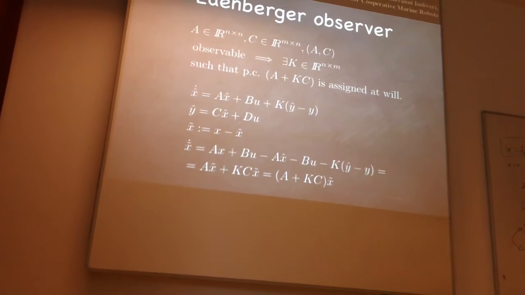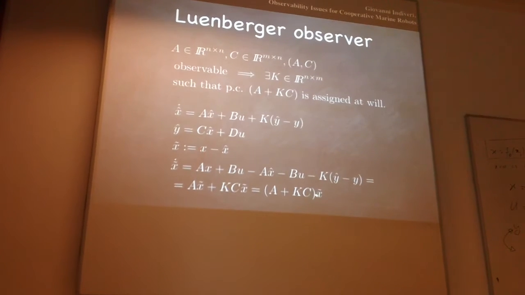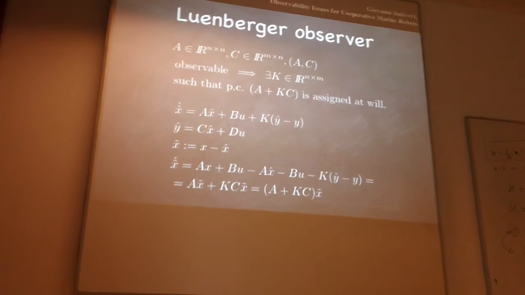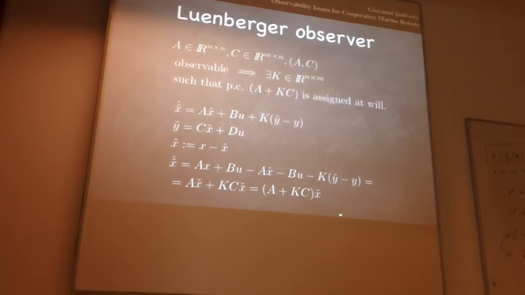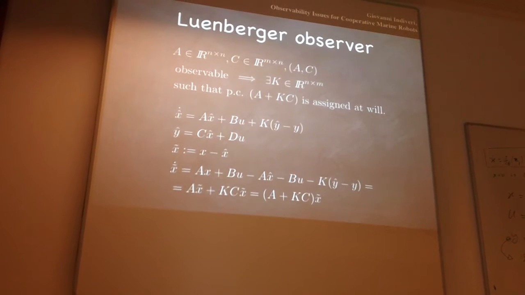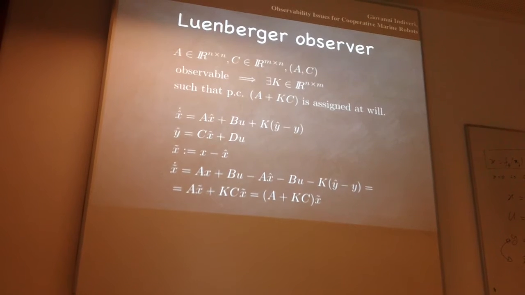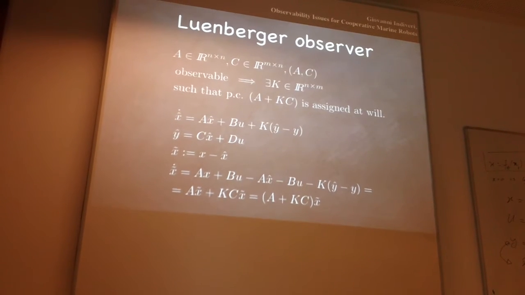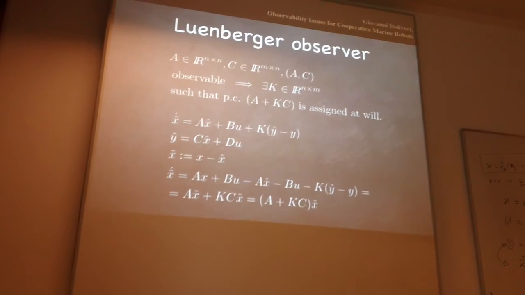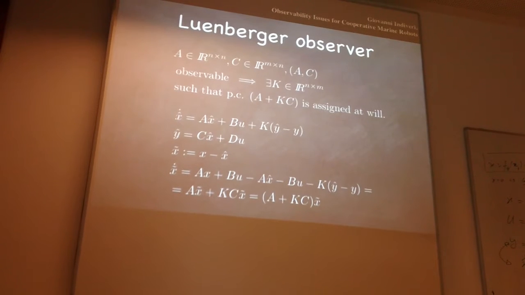Okay? And that's extremely important because you probably remember that the eigenvalues of this matrix are telling you how the state X tilde evolves. If those are all in the left complex plane, all the components of X tilde will go to 0 exponentially. Okay? So this will mean that X hat will converge on X, because X tilde will converge on 0.